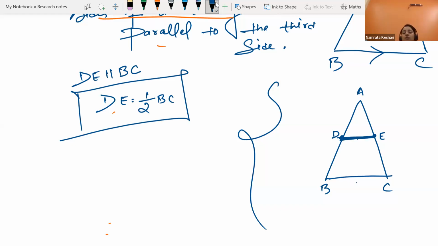So for that, at first we need to do one construction. I'm going to extend this DE, suppose till M, and we are doing this construction in such a way that DE is equal to EM. Extending the side DE till M, such that DE and EM we are maintaining the same. And now, joining this E with M.